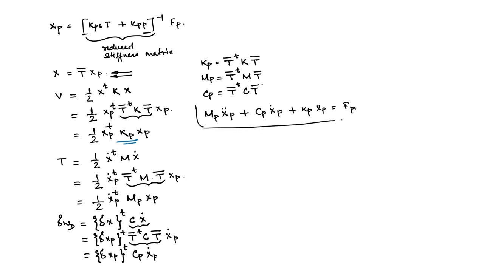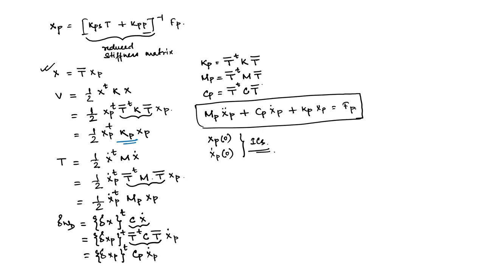So, that is the reduced system we have, and for this system we know all the essential matrices. What we need to know is basically xp 0 and xp dot 0. This also we can find out from this relation. If you carefully note, from this relation we can actually estimate the initial conditions in the primary coordinate system. So, that is all about static condensation.